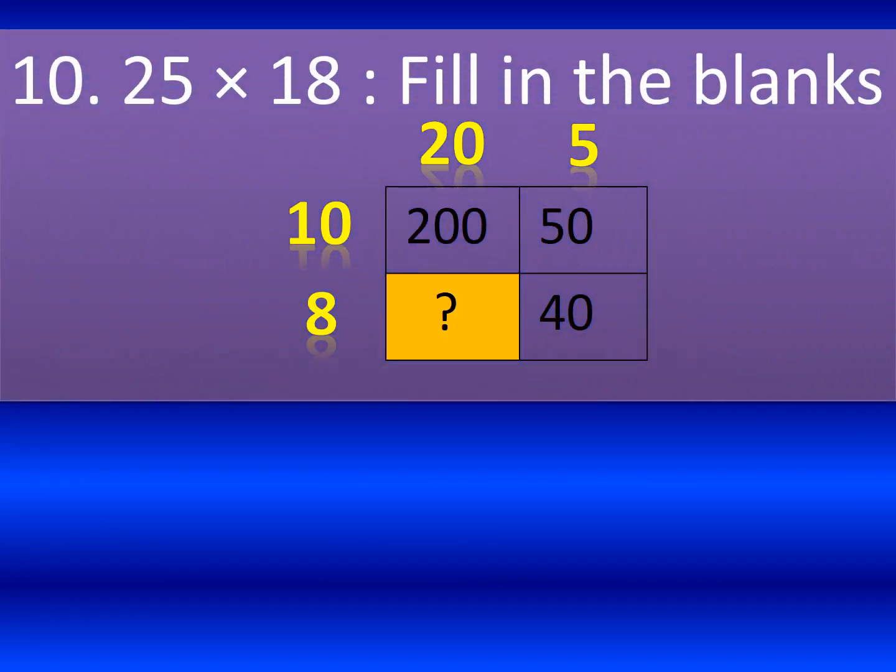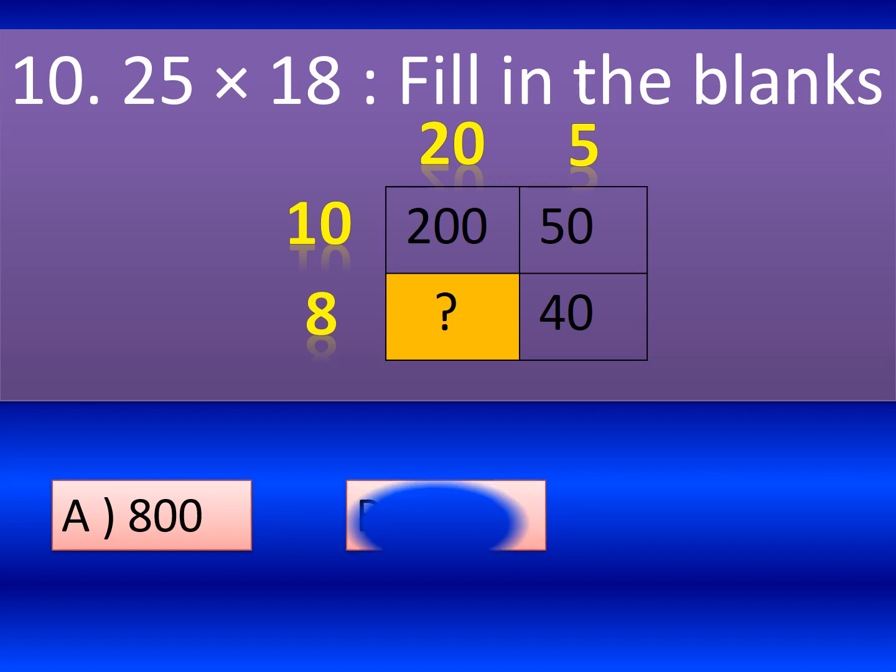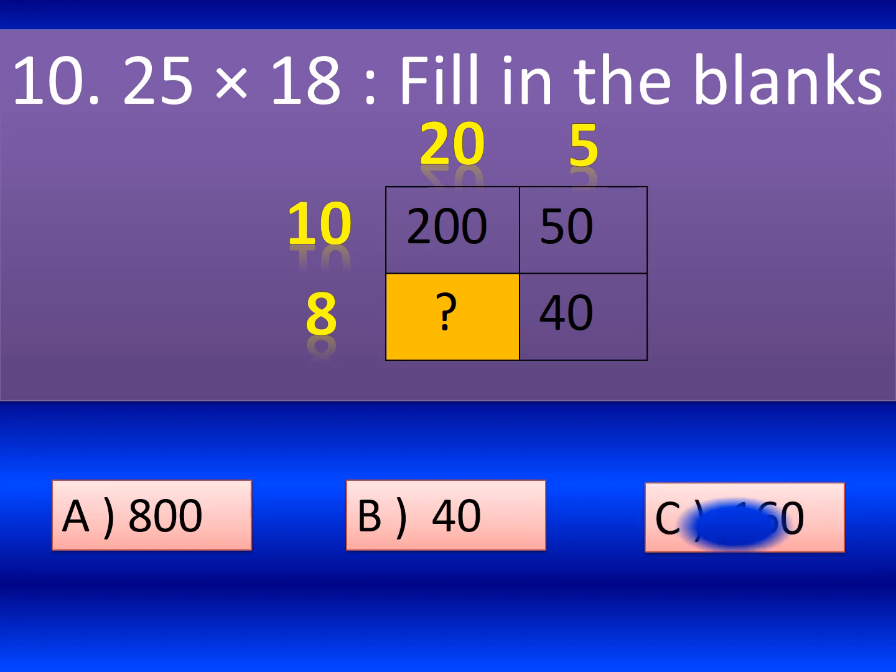The next question, 25 into 18. There is a box multiplication given. Fill in the blanks. One box is empty. We have to fill up the empty box. How? Option A, 800. Option B, 40. Option C, 160.